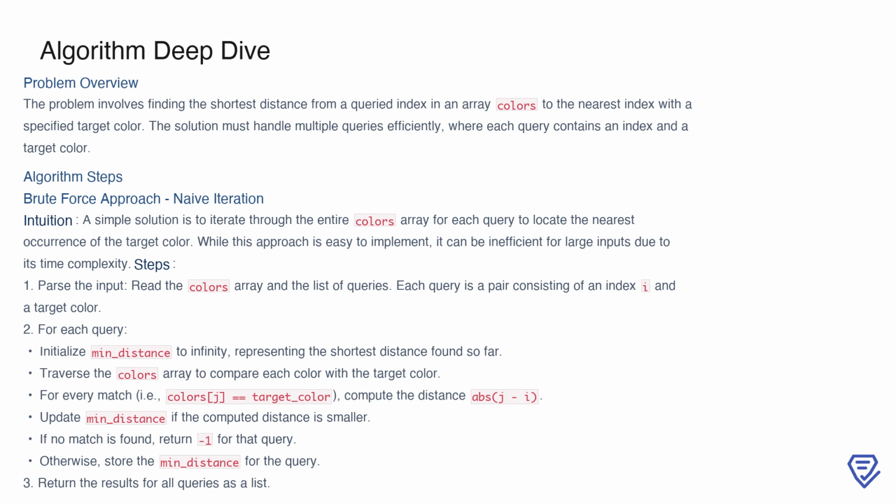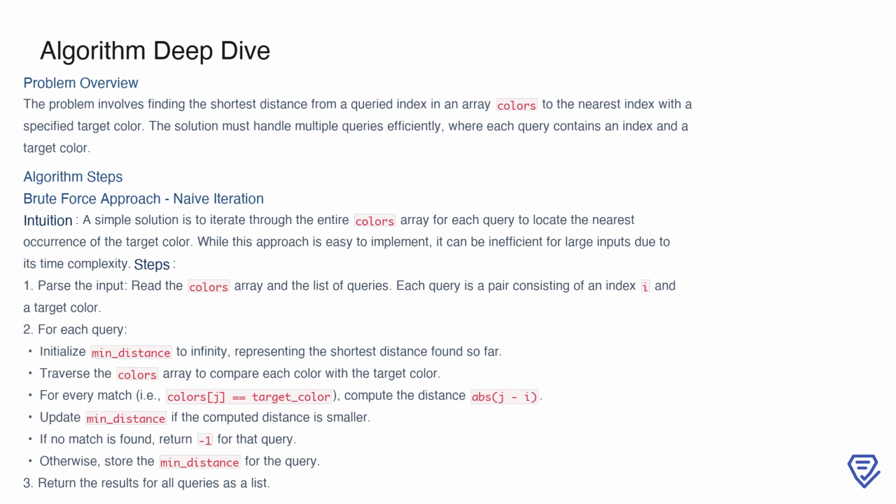In this problem, we are tasked with determining the shortest distance from a given index in an array, called colors, to the nearest index that contains a specified target color. The challenge lies in efficiently handling multiple queries where each query specifies an index and a target color.